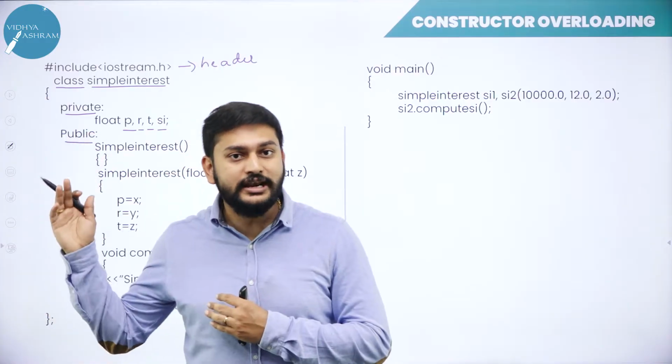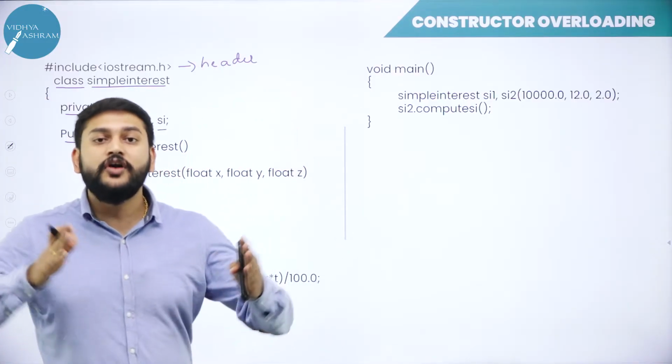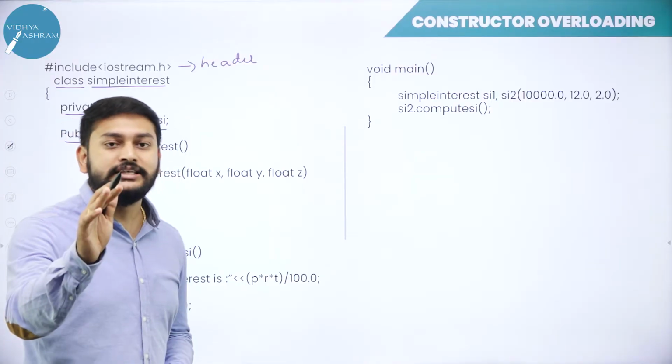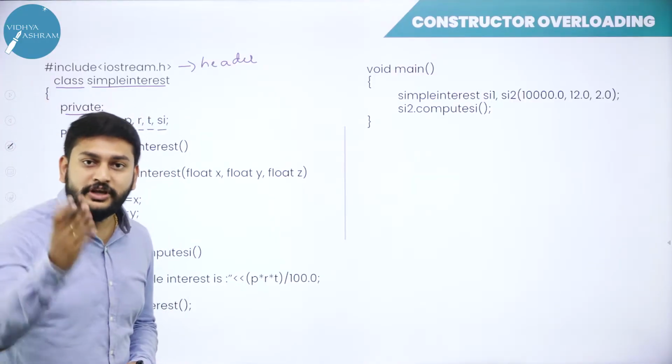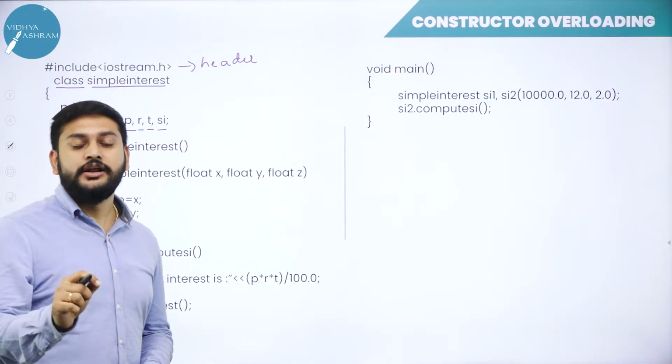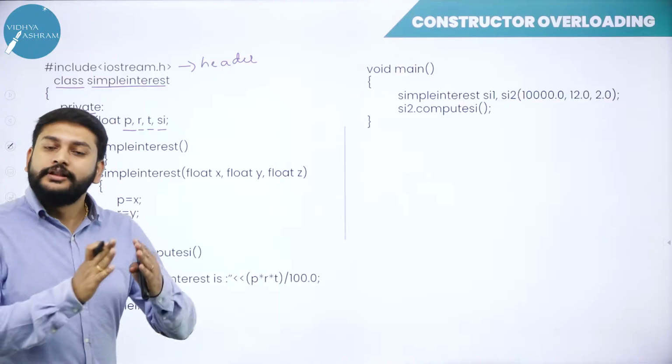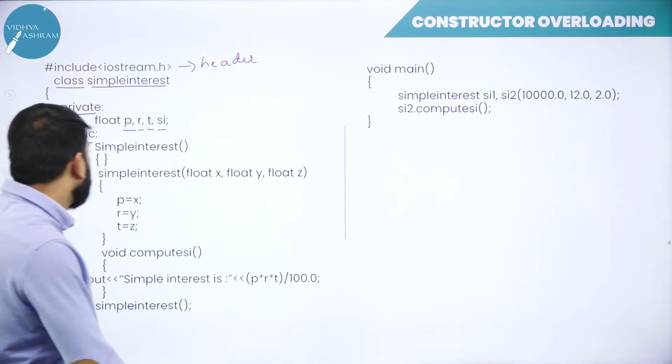Suppose if I use int, there is a chance of losing some of the data, so your result will not be accurate. That is the reason. Whenever you are performing a division operation, it is suggested to use float so that you will be able to store the accurate result. That is the reason I am taking float.